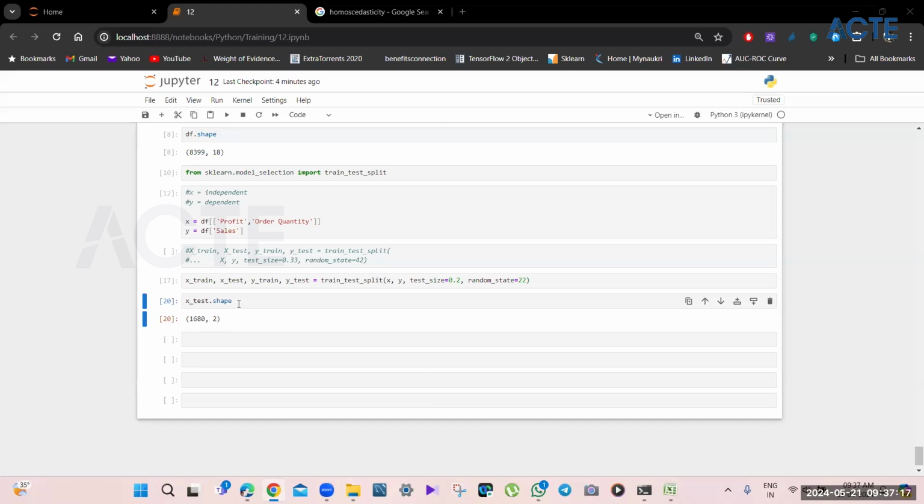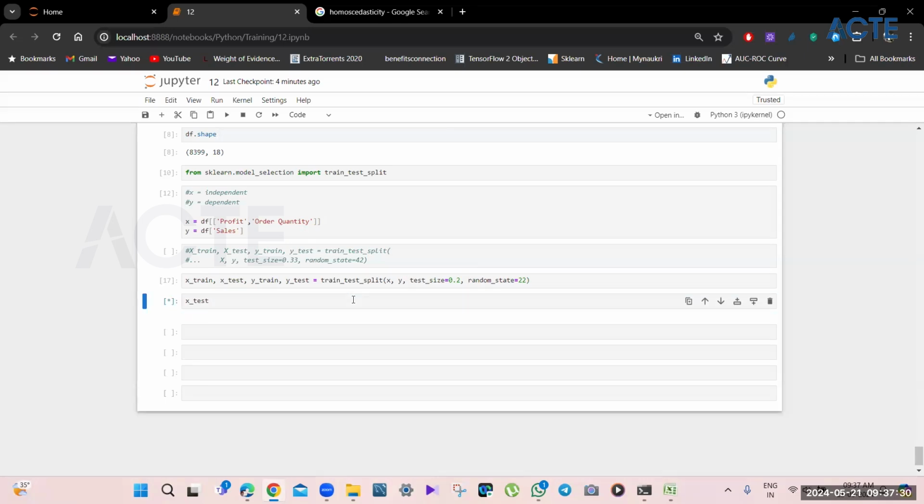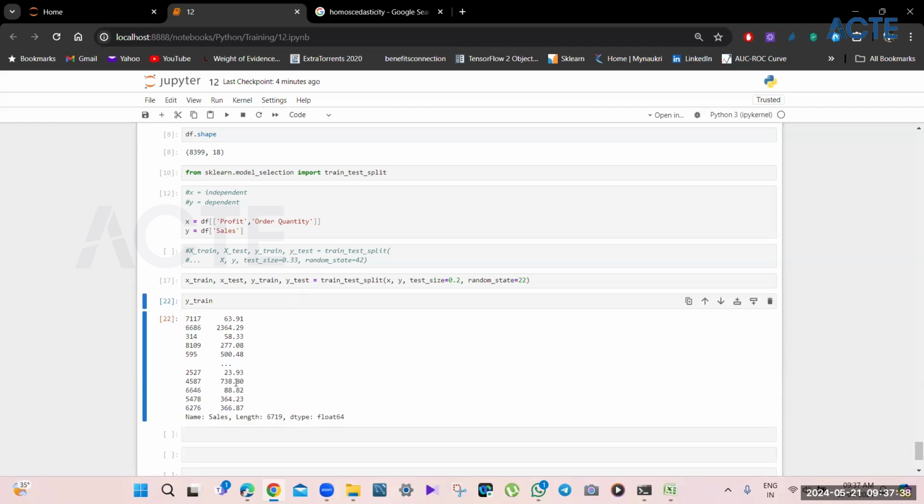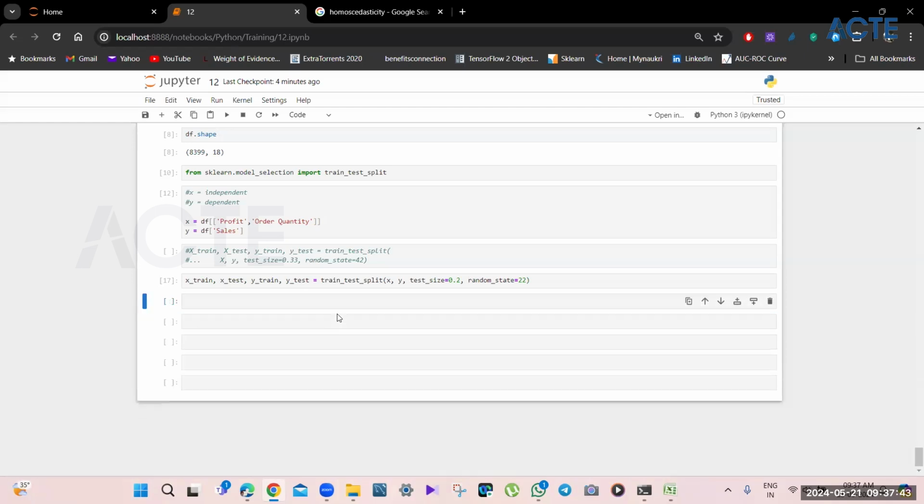So what we are seeing here is the training and testing split is happening correctly. 80% is going into training and 20% is going into test. Now, how the data looks is this. This is the X data, and this is how the Y data looks. Only one row, just the outcome. So the train test split is done.